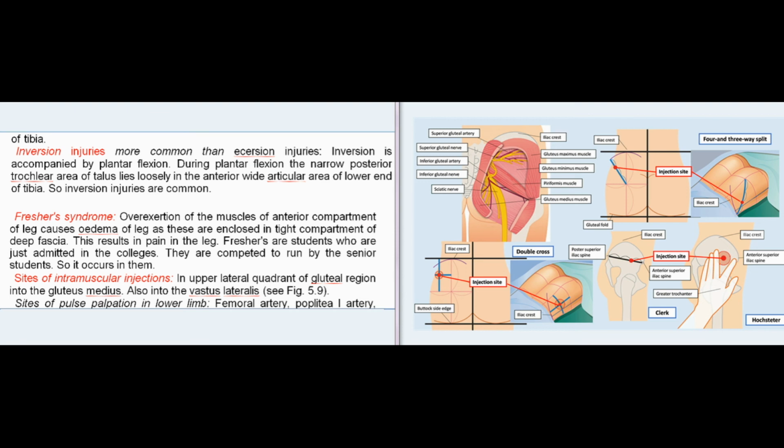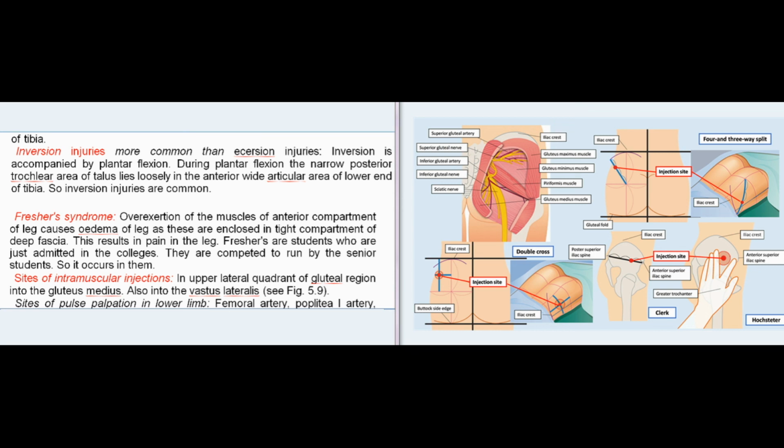Fresher's syndrome: overexertion of the muscles of anterior compartment of leg causes edema of leg as these are enclosed in tight compartment of deep fascia. This results in pain in the leg. Freshers are students who are just admitted in the colleges. They are compelled to run by the senior students. So it occurs in them.